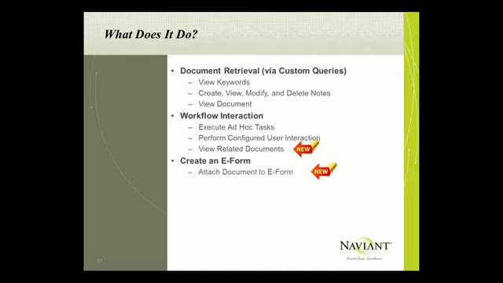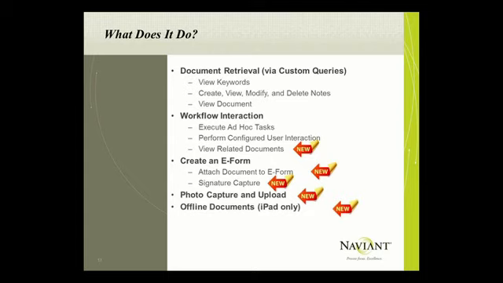We've been able to create an e-form, but now, through e-forms, Unity forms, we can attach a document to that e-form. Didn't show you that specifically here, but that's really a Unity form capability more so than something defined within the mobile application. Signature capture, again, didn't show you that, but we can capture a signature directly on the device if the Unity form has been configured appropriately for that. We can do that photo capture and upload like we talked about. We can bring those documents offline for the iPad, and we can also do that business activity monitoring dashboard on the iPad only.